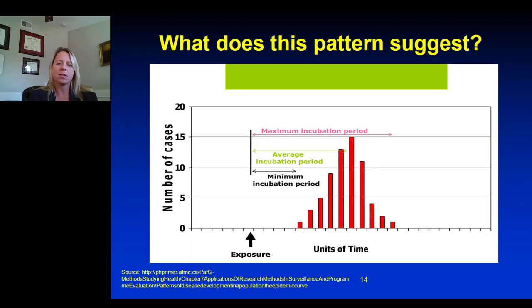So I'm going to walk you through some slides that practice what these distributions would look like. As you see here, this is a single peak. This would be associated with a common source infection, noted by the rapid increase and the rapid decrease because there's no person-to-person transmission.